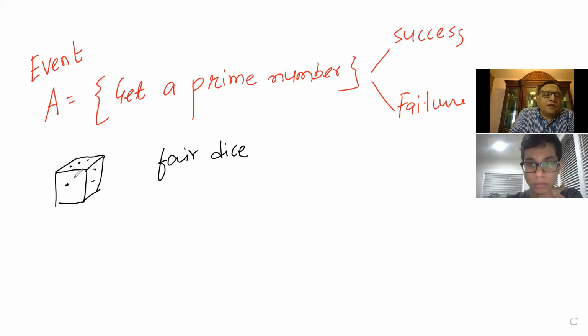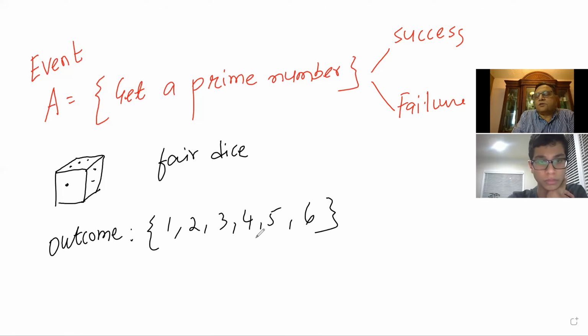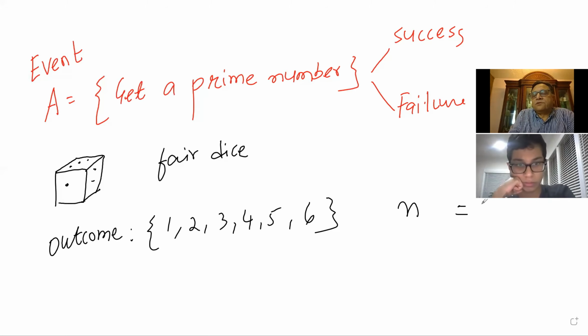If you throw the dice, what can come as an outcome? We call that an outcome. The outcome could be these numbers 1, 2, 3, 4, 5, 6. That is my outcome. When we say this is my outcome, we are actually interested in the number of outcomes. So we will write the number of outcomes. There are 6 numbers which are possible, 1 to 6.